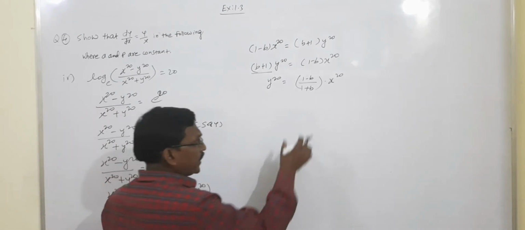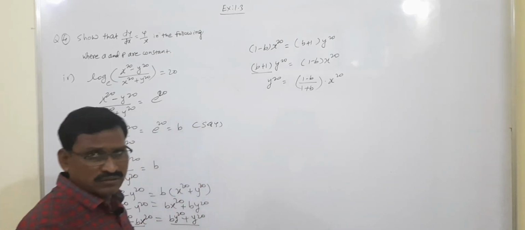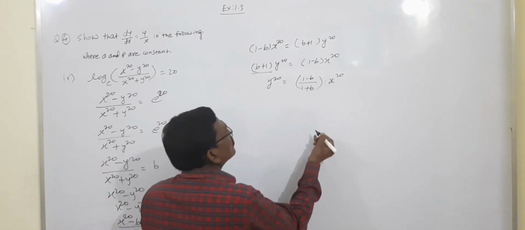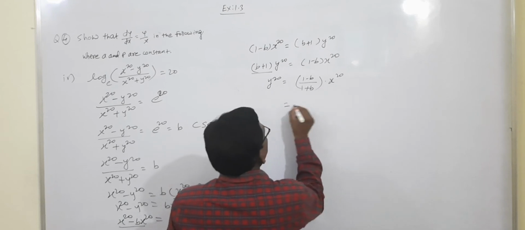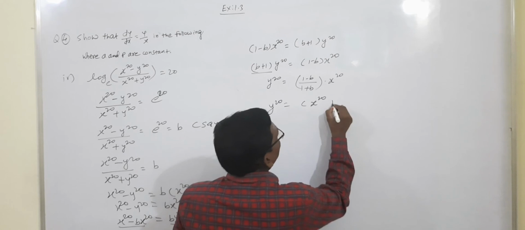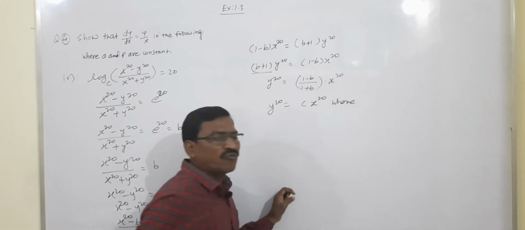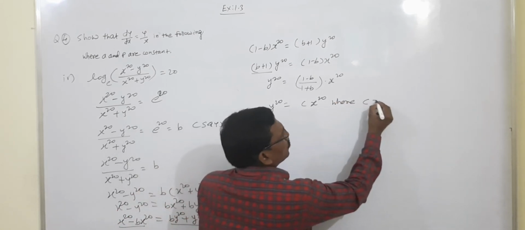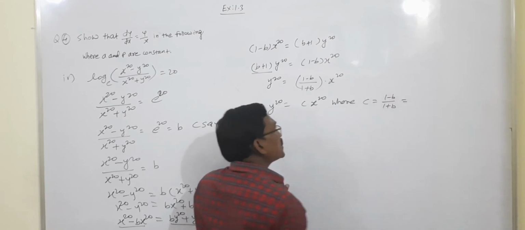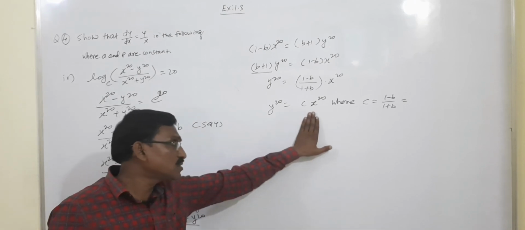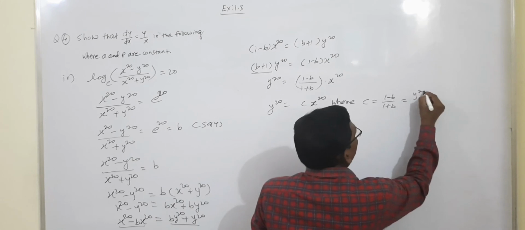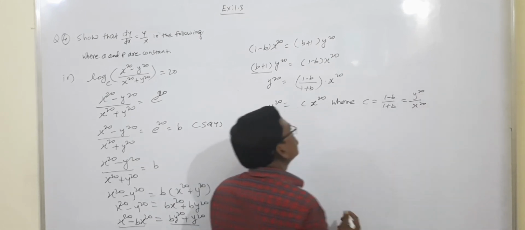Now we take this constant as c. So y to the power 20 is equal to c into x to the power 20, where c equal to 1 minus b divided by 1 plus b. Or it is also equal to, when we take this x to the power 20 to the left hand side, y to the power 20 divided by x to the power 20.